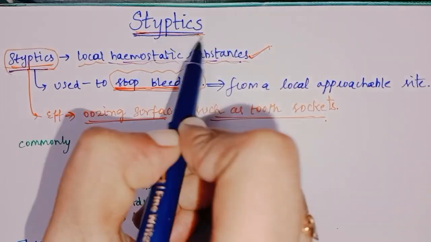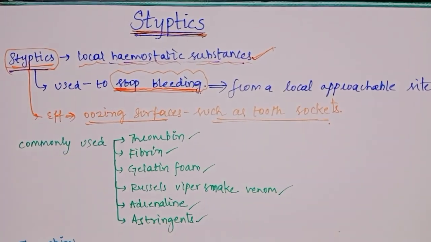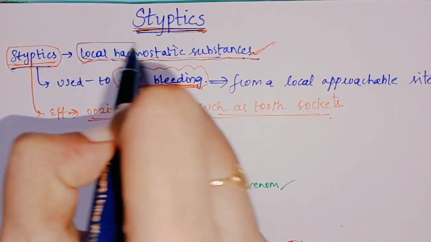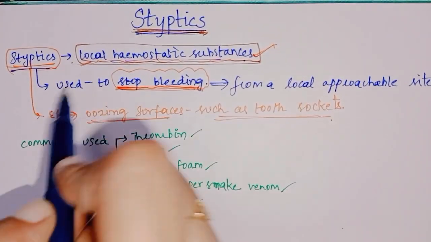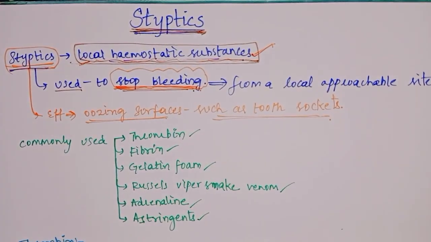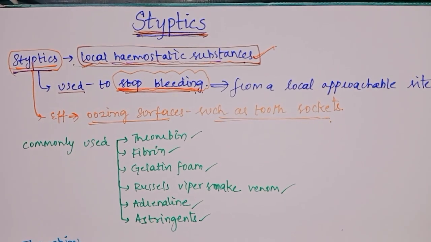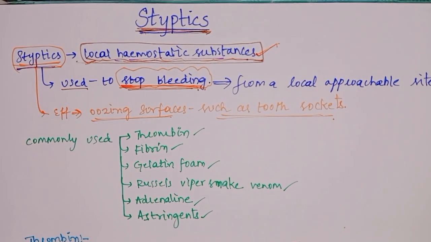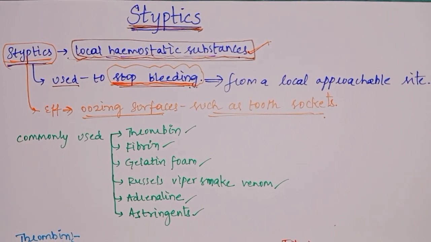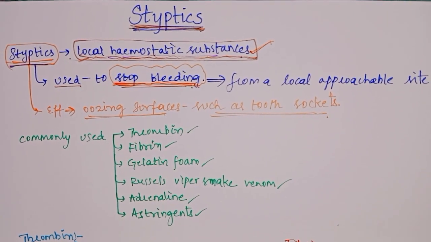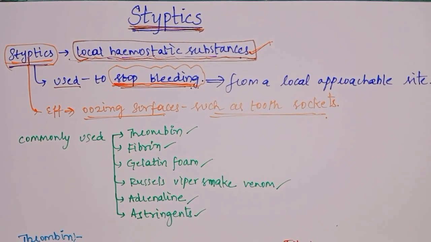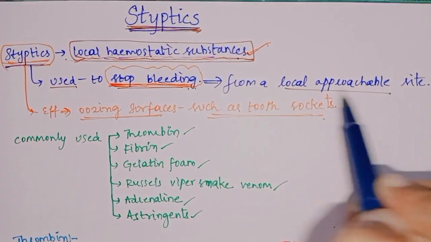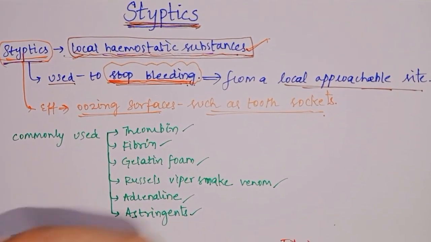Today we are going to discuss the topic styptics. Styptics are local hemostatic substances which are used to stop bleeding. To stop bleeding from a particular site, we use local hemostatic substances, and that is known as styptics. Styptics are used to stop bleeding from an approachable site.